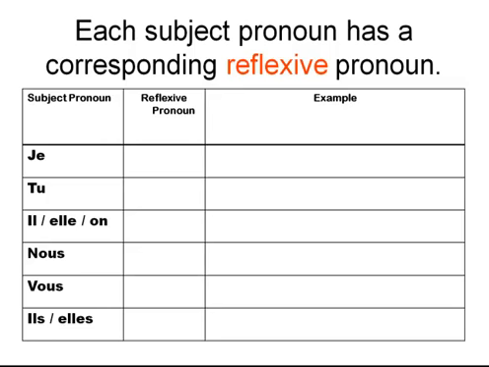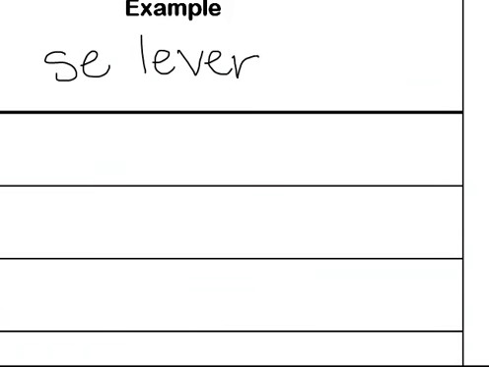So I'm going to go through this chart with you and have you write down all of the different reflexive pronouns. So if your subject is je, the reflexive pronoun that you would use if I am doing something to myself is me. Used as an object pronoun, this means me. So I'm going to use the example of the verb se lever as my example in all of these sentences.